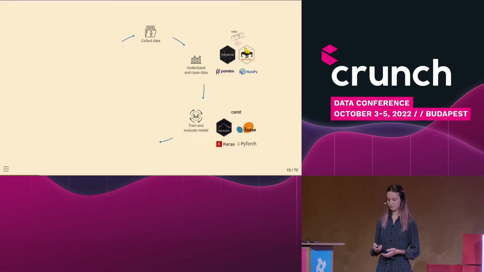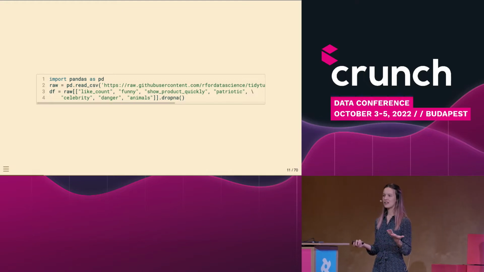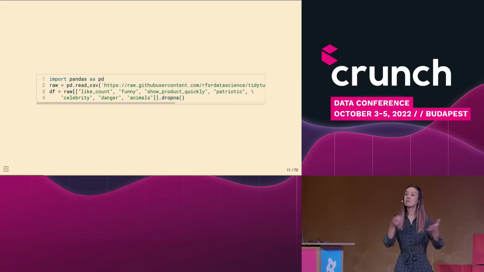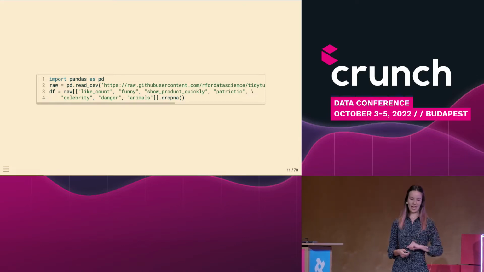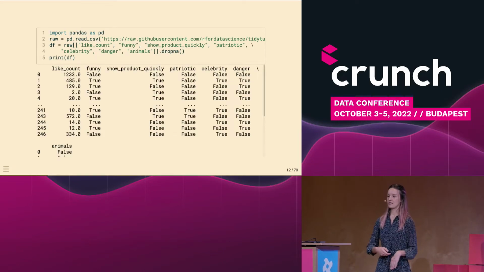PyTorch in Python. And let's look at the code. I am going to be showing you guys a lot of Python code today, but it's okay. We're in it together. We're going to go step by step. So we're going to do a little bit of data cleaning. This is really just loading data and selecting columns. And this is looking at a data set that is predicting how many likes an advertisement will get on YouTube, depending on if the ad is funny, or if it shows the product, or if it's a patriotic ad, or there's celebrity or danger or animals. So we load in this data, and it looks like this. We have our like count, and everything else is true or false.